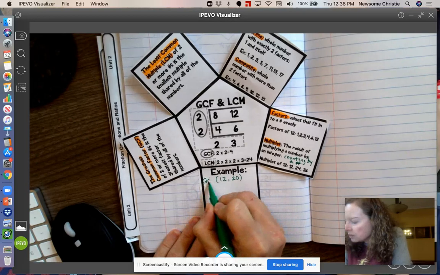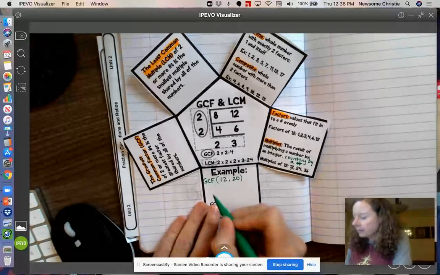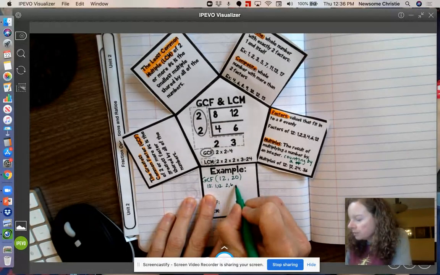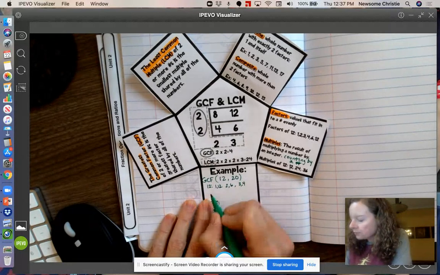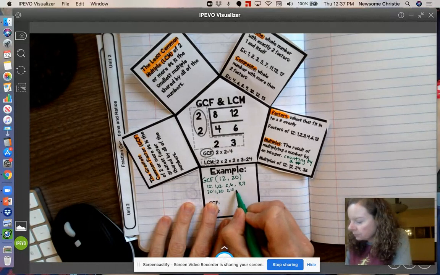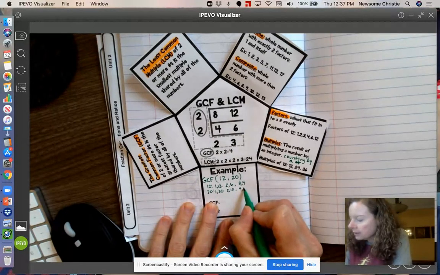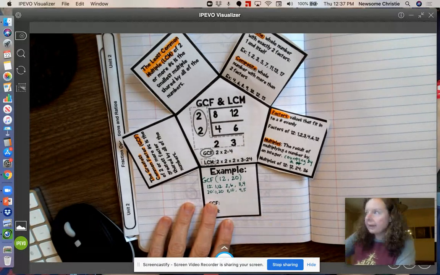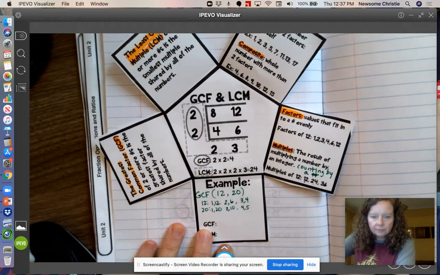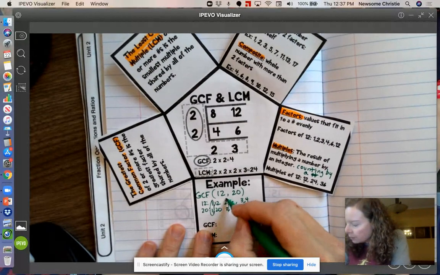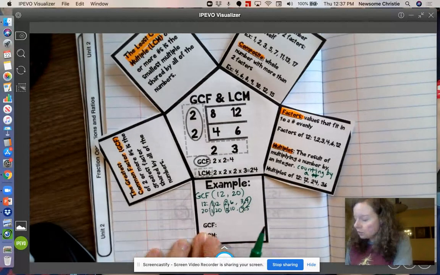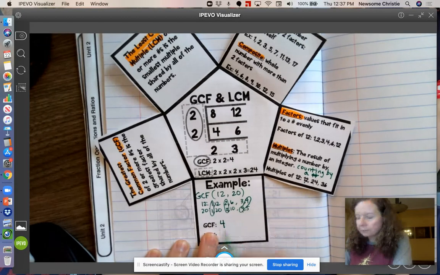Okay, and so the GCF, if we're going to do the list method, so 12 would be 1 times 12, 2 times 6, and 3 times 4. For 20, we would say 1 times 20, 2 times 10, and 4 times 5. And so if we're looking at these factors and we're looking for the largest one that they have in common, they both have a 1, they both have a 2, and they both have a 4. And those are the only things they have in common. So the GCF is going to be a 4, right?